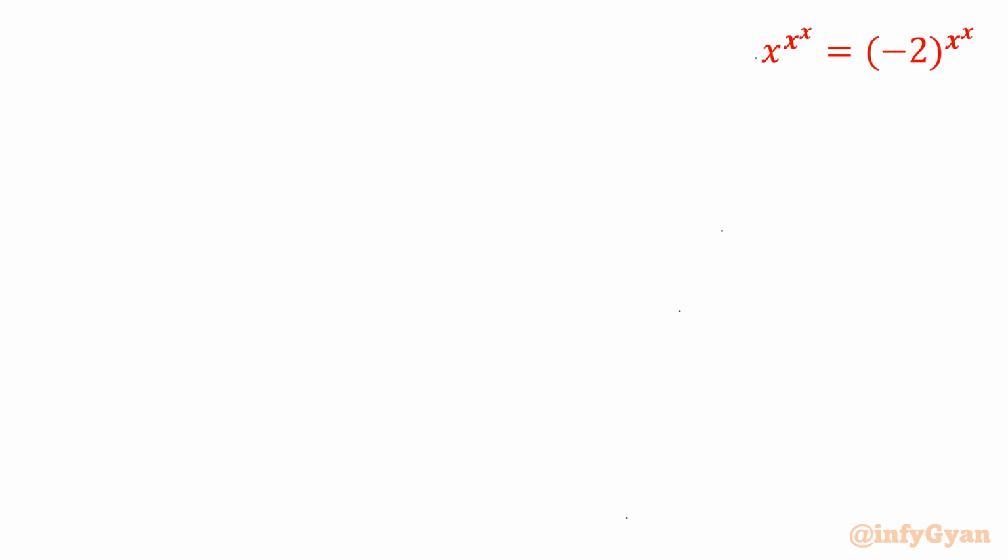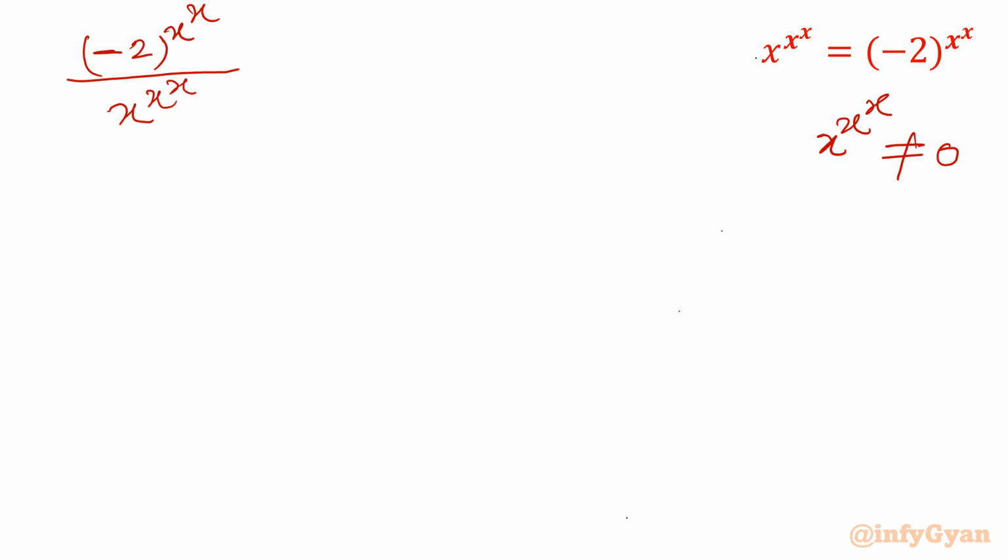So I am going to divide, because as we know, x power x cannot be equal to 0. So we will divide both sides by the same. So it will be (-2) power x over x power x equal to x power x divided by x power x.